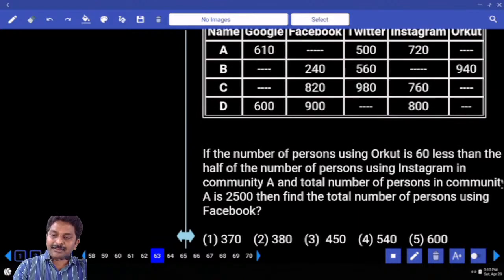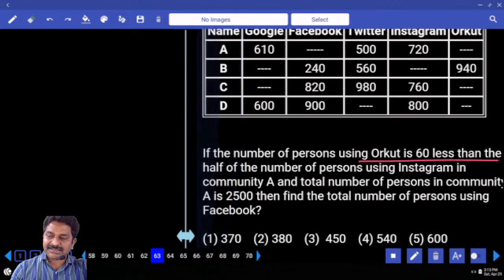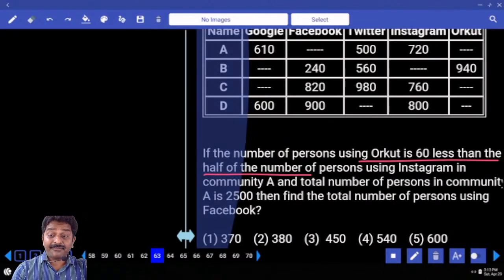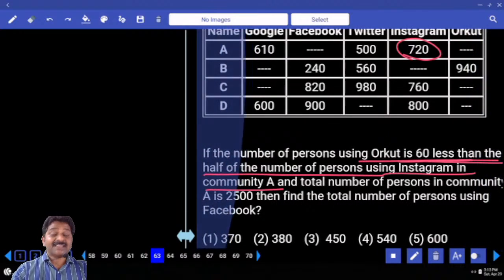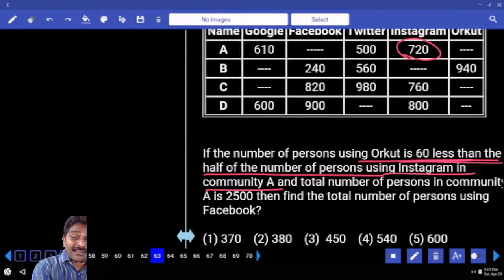Right. If the number of persons using Orkut is 60 less than half of the number of persons using Instagram in community A. In community A, Instagram, how many are there? Half of that, 360, and 60 less than that, 300. That means in A, Orkut is 300 only.